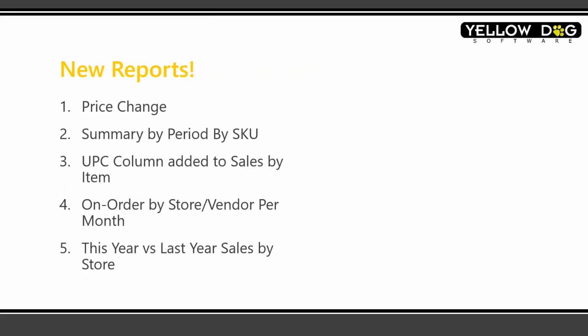We've added several new reports. There's a price change report, summary by period by SKU. The UPC column has been added to the sales by item report. There's an on order by store and vendor per month. There's also a this year versus last year's sales by store.